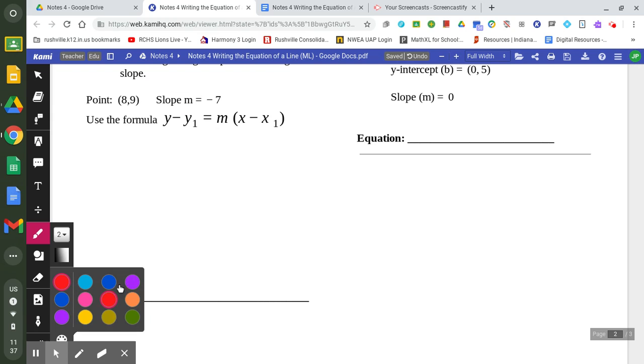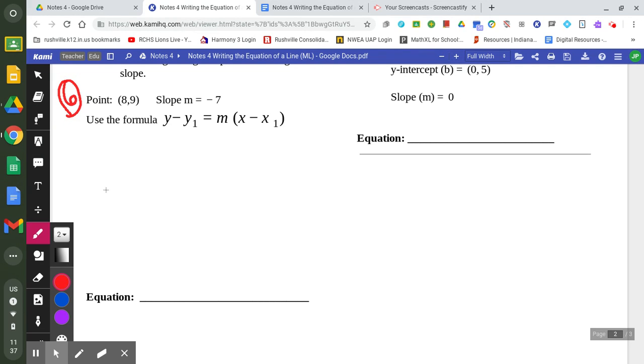And number 6 is just like number 5. So I'm going to use my formula here. y minus, and my x1 is here, y1 is here. So y minus 9 equals, and then my slope is negative 7. And then x minus, and my x1 is 8.